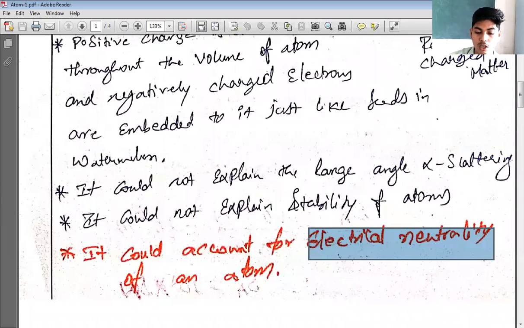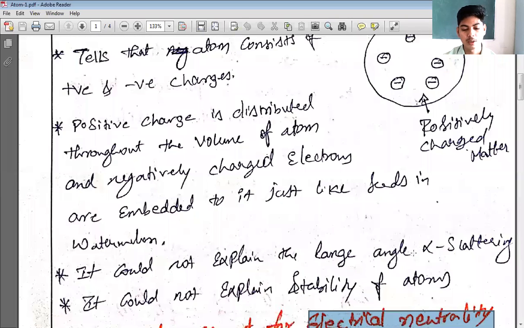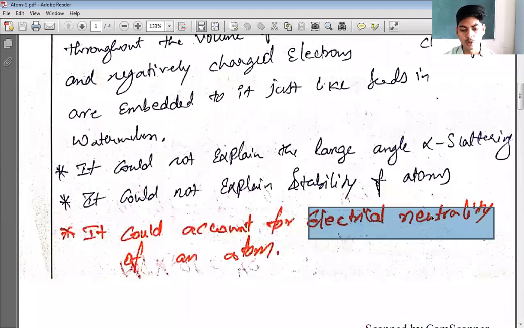Atom electrically neutral irtade anta helbitta. He said the amount of positive charge in an atom is equal to amount of negative charge on electrons. Atom nalli ಎಷ್ಟು positive charge ide, electrons ಮೇಲೆ ಅಷ್ಟೇ negative charge ide anta helbitta. The negative charge on all electrons is same as the amount of positive charge present in the atom. As a result, an atom is electrically neutral. This is the only success of J.J. Thomson's atom model.